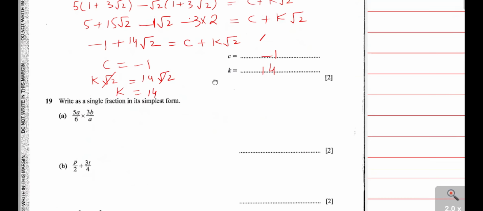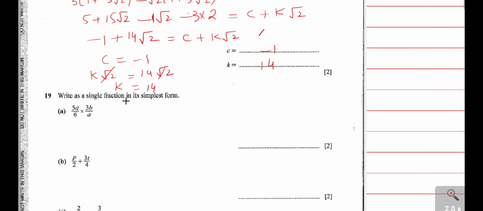Next question, question number 19. Write as a single fraction in simplest form. Part A, look here. To simplify this, we can cancel A by A, and we get 5 into 3B over 6. We can divide the 6 by 3. We get 3 times 2 is 6, 3 times 1 is 3. Therefore, 5 over 2B will be the answer.